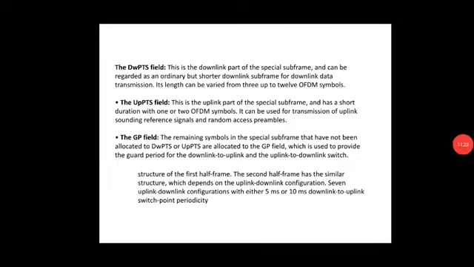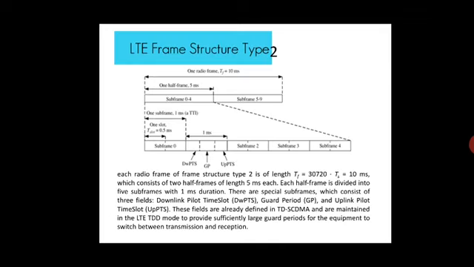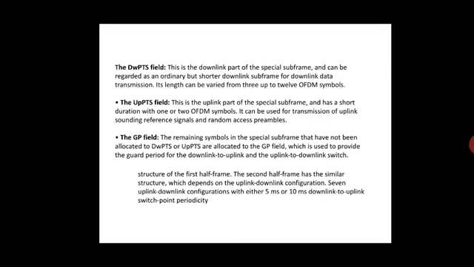Now as we have mentioned, DwPTS is the downlink part of the special subframe and can be regarded as an ordinary but shorter downlink subframe, in which downlink data transmission is carried out. Its length can be varied from 3 up to 12 OFDM symbols. That is what the DwPTS is; it will vary from 3 to 12 and it is in downlink.